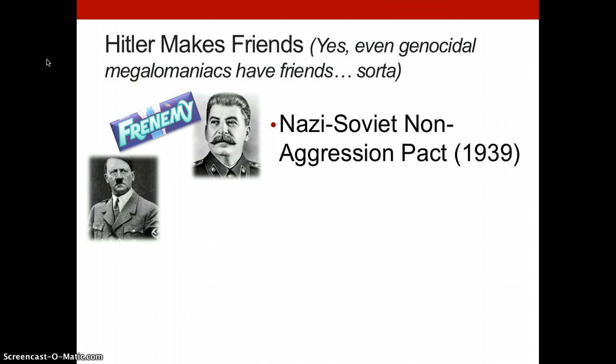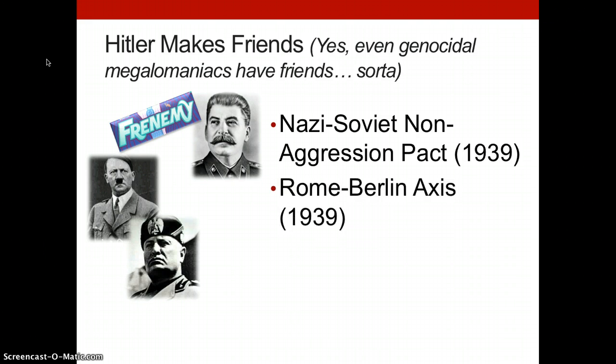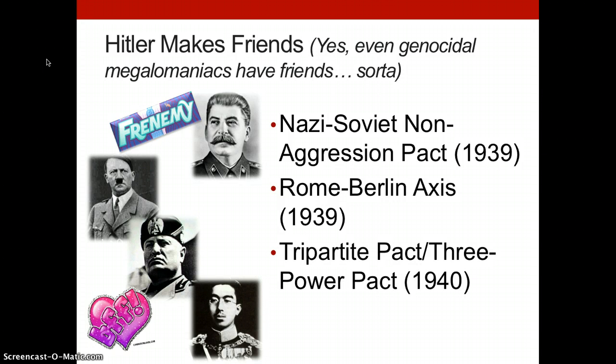On the other side, you have the Rome-Berlin Axis between Hitler and Benito Mussolini. This is an alliance between these two countries under what they called the Pact of Steel. And then it gets a third strand of power with the Tripartite Pact, or the Three Power Pact, when Japan joins in 1940, which creates the Axis powers, which we'll talk a lot more about next class.